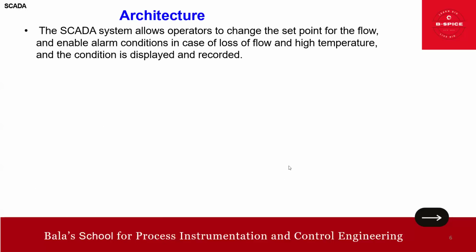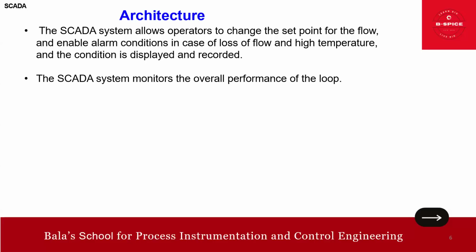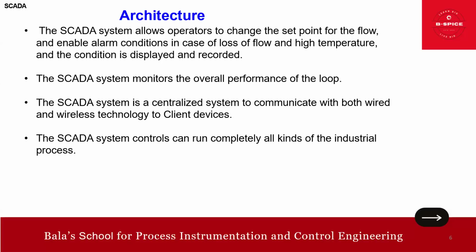Now we go into further details. The SCADA system allows the operator to change the set point for the flow and enable alarm conditions in case of loss of flow or any other things, high temperature or pressure, whatever it is. Using the SCADA, he can do it. The SCADA system monitors the overall performance of the loop. The SCADA is a centralized system, as we discussed earlier. It communicates both wired and wireless to the client devices.